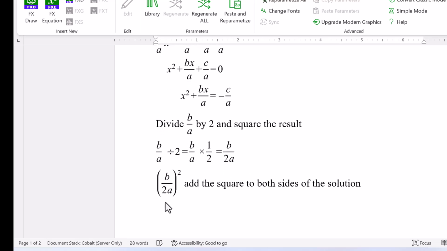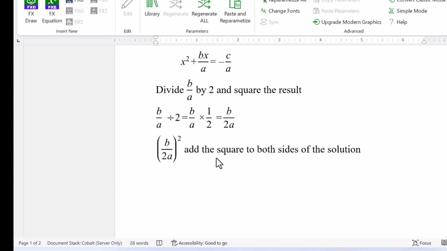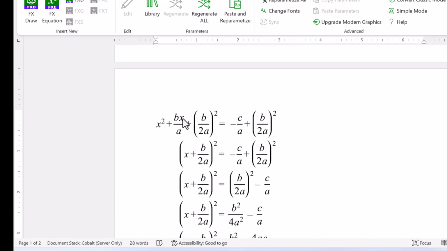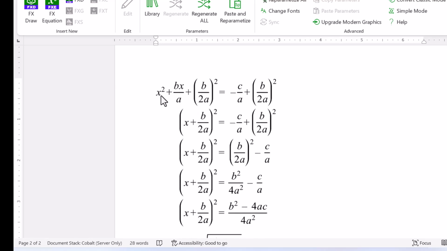Now that I've squared it, I'll add it to both sides of the equation. So b over 2a squared, adding it to both sides, you can see I added it to this side and this side. Then pick the two with squares, which are x and b over 2a, put them in a bracket and square them. By doing this, you are okay, and that is the major thing in completing the square to prove the almighty formula.